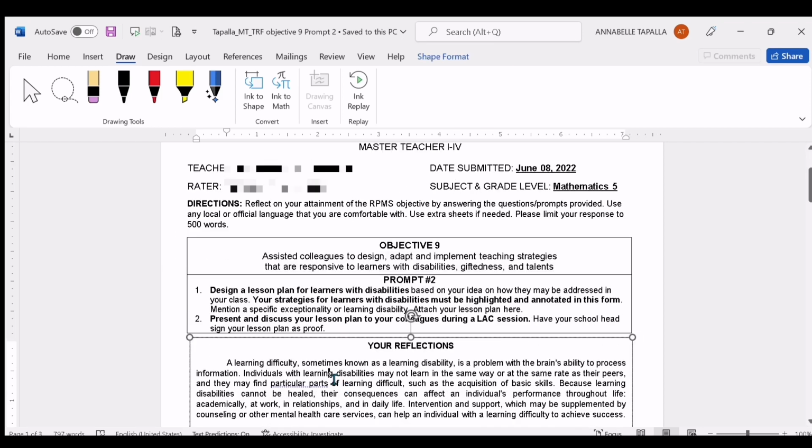Okay, so let's continue na. Sasagutan na natin itong item number 1. So, dito kasi sabi dito, mention a specific exceptionality or learning disability. So, ito naman po yung sa akin.